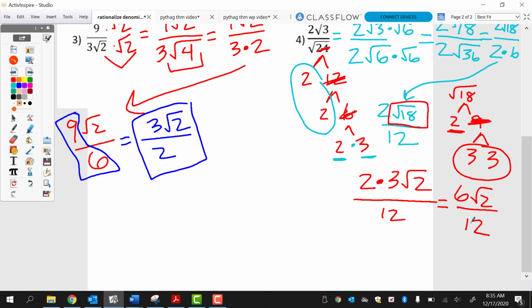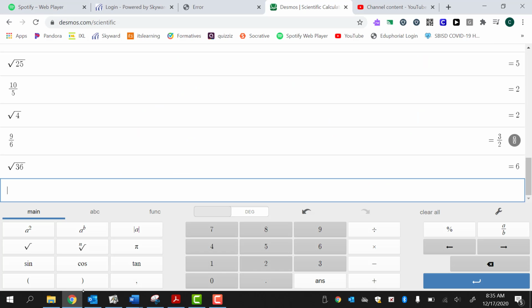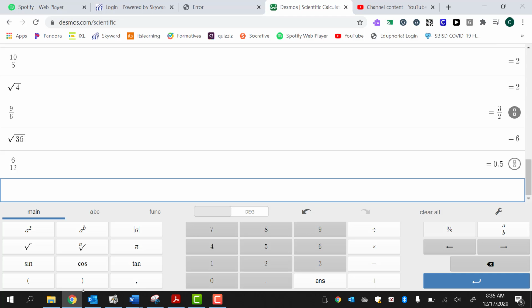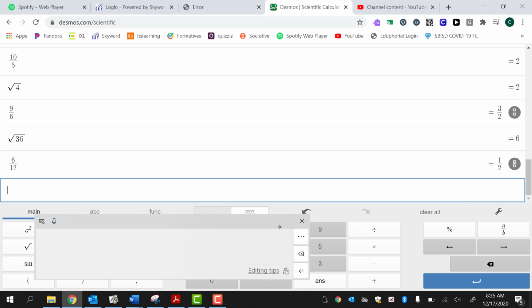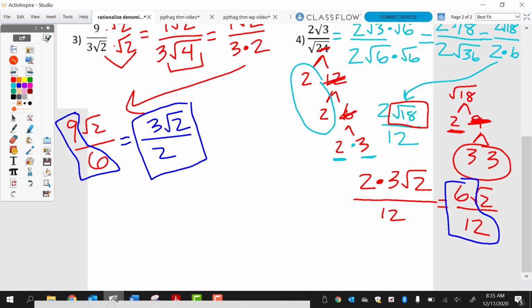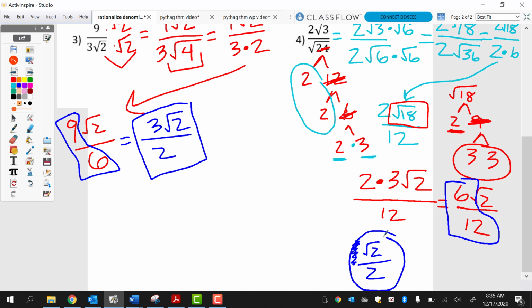The bottom's 12. Now I'm typing 6 divided by 12. 6 divided by 12 is 0.5. I turn that into a fraction. It's 1 over 2. So that would be 1 square root of 2 over 2. If it's just a 1 in the front, I don't have to put the 1. So final answer would be square root of 2 over 2. And that's the end of that question.